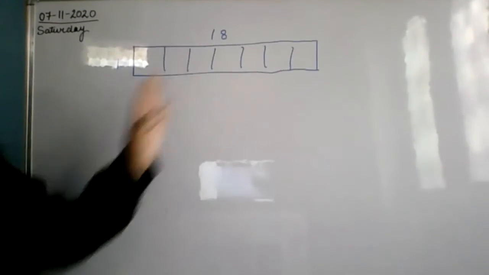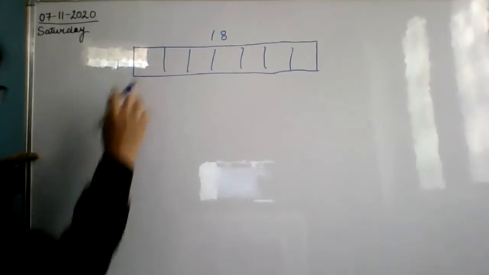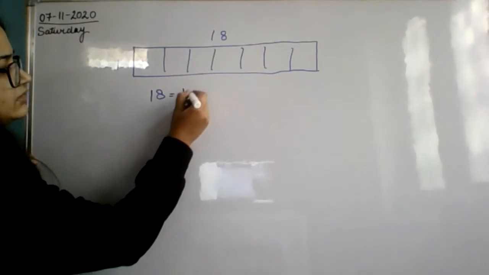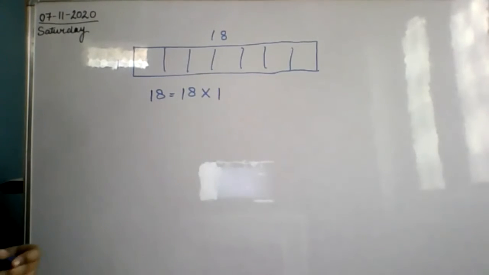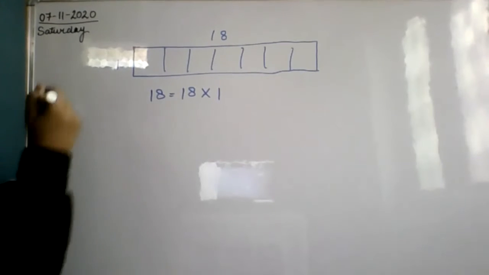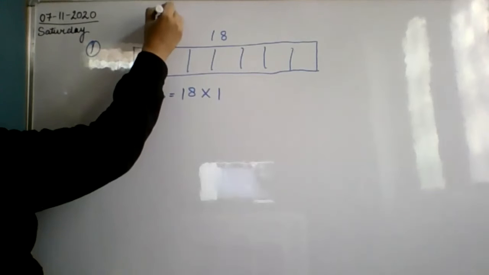Write 1 here and 18 here. There are 18 boxes. This is the strip you stick. Write 1 here and 18 here. And write 18 is equal to 18. Do like this. Write, put question 1. And at the heading write factors.